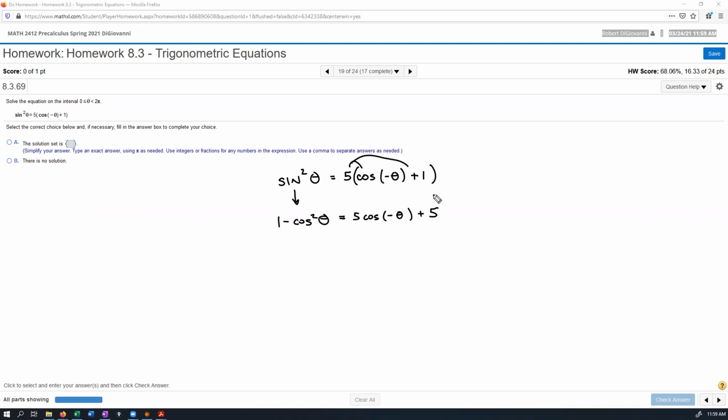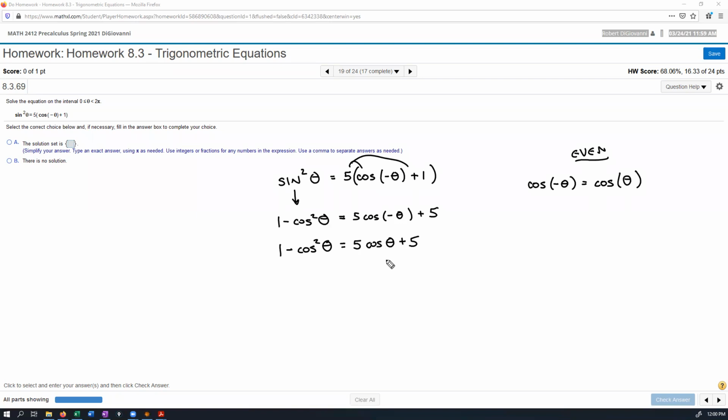plus 5. And then I'm going to use a very important property that we talked about earlier in class: the fact that cosine of negative theta is equal to cosine of theta, because cosine is an even function. Refer back to your notes for that. So that means I can just replace that with cosine theta, which is nice, because now everything is in terms of cosine theta, not negative theta.